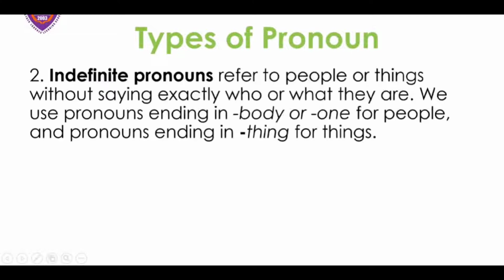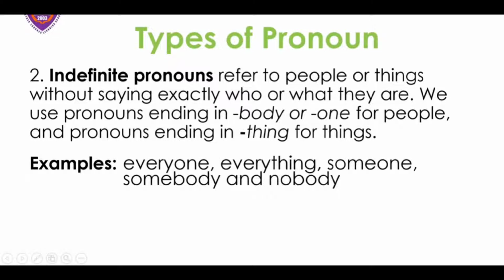Number 2. Indefinite pronouns refer to people or things without saying exactly who or what they are. We use pronouns ending in body or one for people, and pronouns ending in thing for things. Examples: everyone, everything, someone, somebody, and nobody.